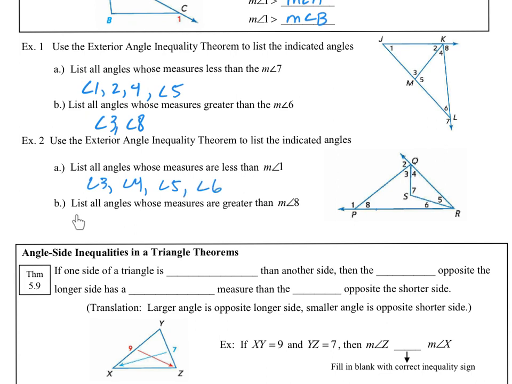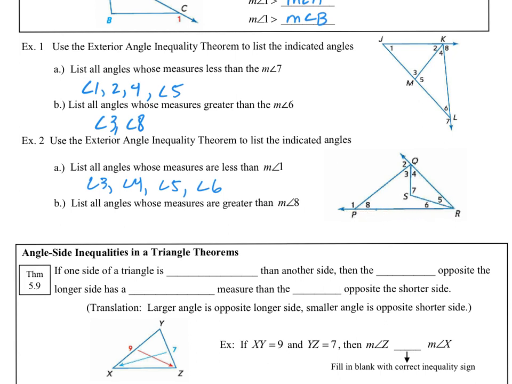Okay, and part B says, list all angles whose measures are greater than the measure of angle 8. Well, 8 is an interior angle of triangle PQR, so we need to find an exterior angle where 8 is a remote interior angle with respect to that exterior angle. So if you look at angle 1, it is an exterior angle, but angle 8 is adjacent to angle 1. So angle 8 is not a remote interior angle with respect to angle 1.